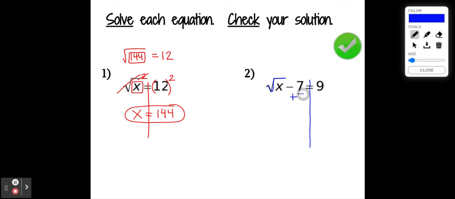So kind of think like this is our acquaintances, right? We're going to send them home first. So we're going to add 7 to both sides. So on the left, I have radical x. And over on the right, I've got 9 plus 7, which is 16.